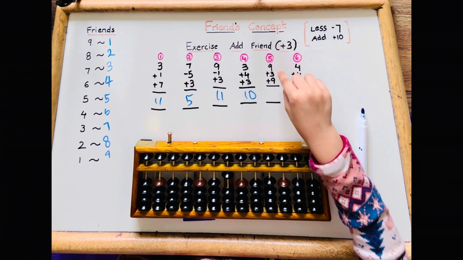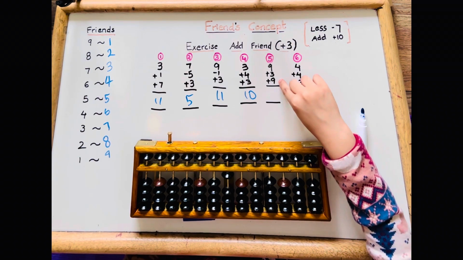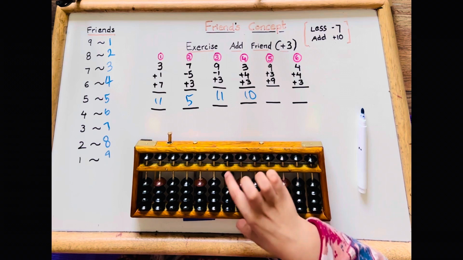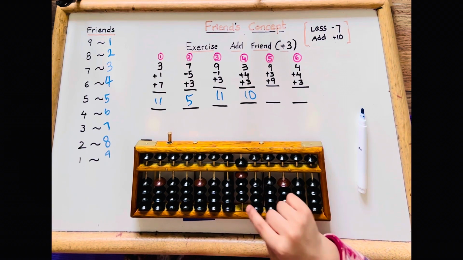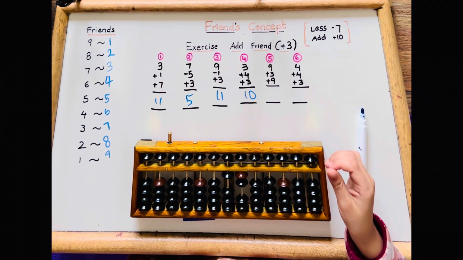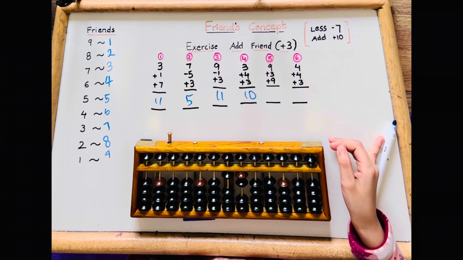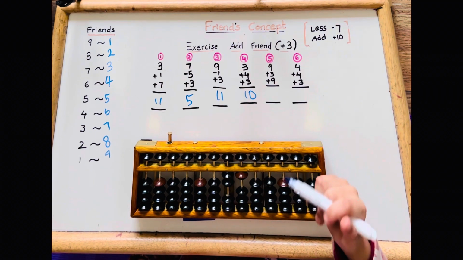Let's do fifth sum. Nine plus three plus nine. Nine plus three, there's no plus three, so minus seven, add ten. Then there's no plus nine, so minus one, add ten. The answer is 21.